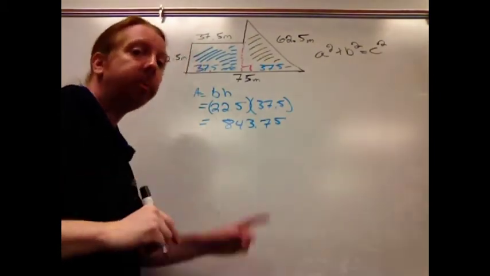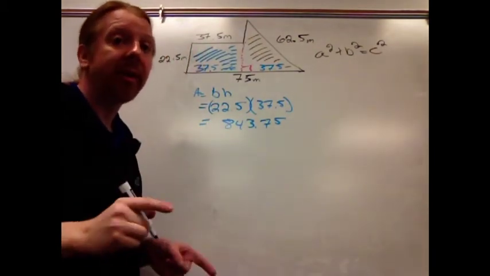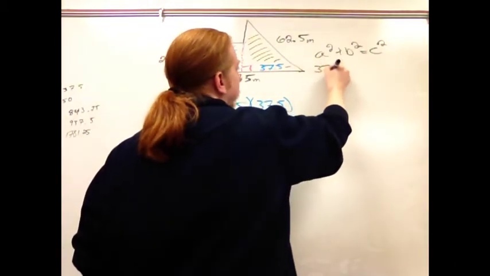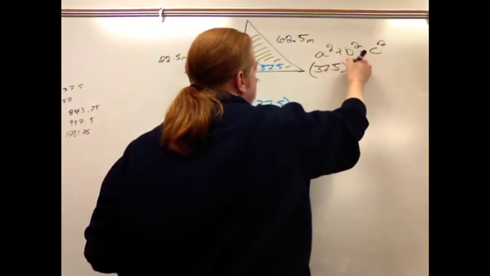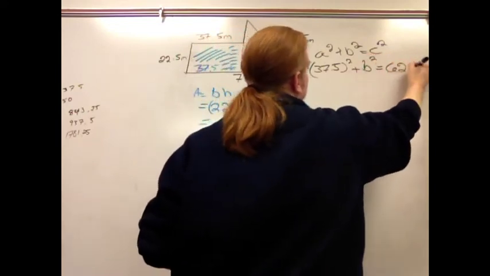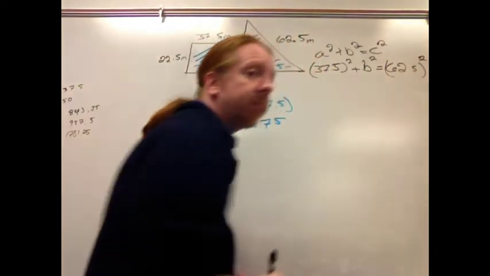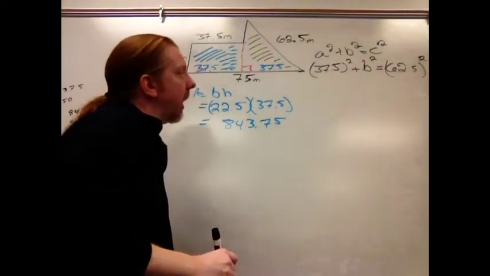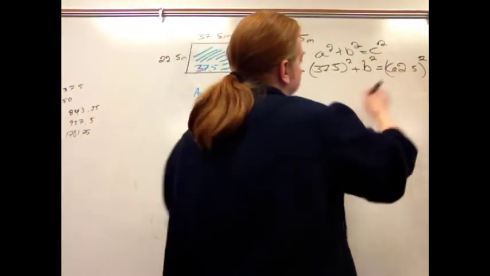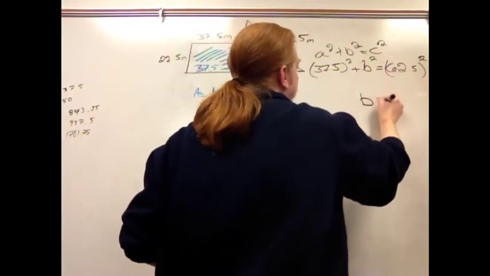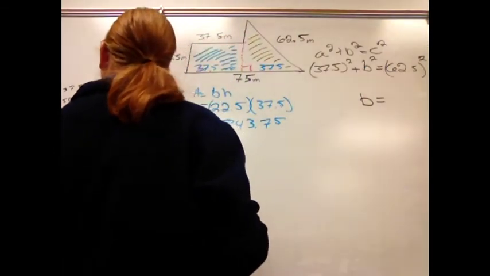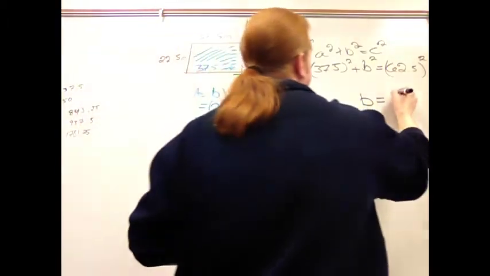So what I can do now is plug into that and figure out my missing side, which would be the height of this triangle. So I put in 37.5 and 62.5. And now I can go ahead and solve that. I'm going to square it, subtract it, and take the square root. When I'm done with the Pythagorean theorem, I'm going to get an answer of 50.